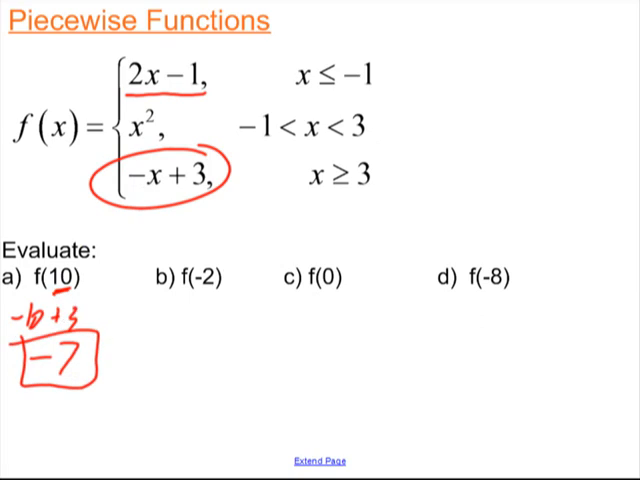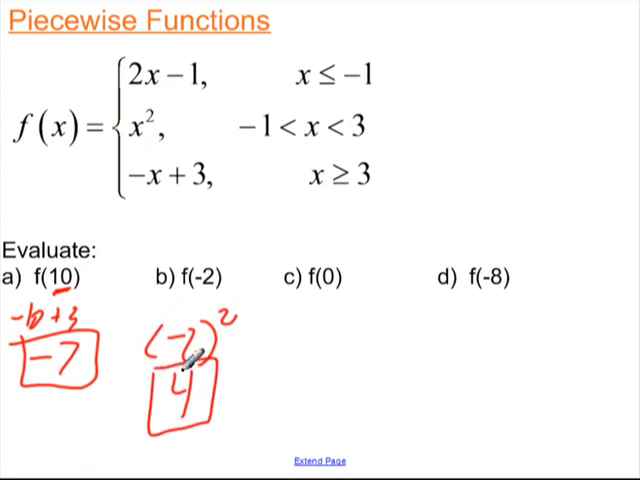If I was evaluating f of -2, let me get that out of there for now. If I was evaluating f of -2, where does -2 fall? It's not less than -1. It is between -1 and 3, so I'm plugging it in to this one. So -2 squared, which is +4, and that would be your answer. If I was evaluating f of 0, okay, whoops, I just messed that up, didn't I? Haha. Just making sure you're paying attention. Hopefully you said, hey, Mr. Appel, you just messed up.